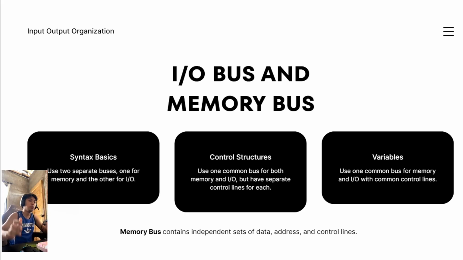So mao ni ang three ways for buses to communicate with the memory and input output. So first is that it uses two separate buses, one for memory and other for IO input output, and the control structure. Second, use one common bus for both memory and input output, but separate control line for each. Third, use one common bus for memory and input output with common control line. So both IO bus and memory bus ang dapat mag-communicate. So that's all.